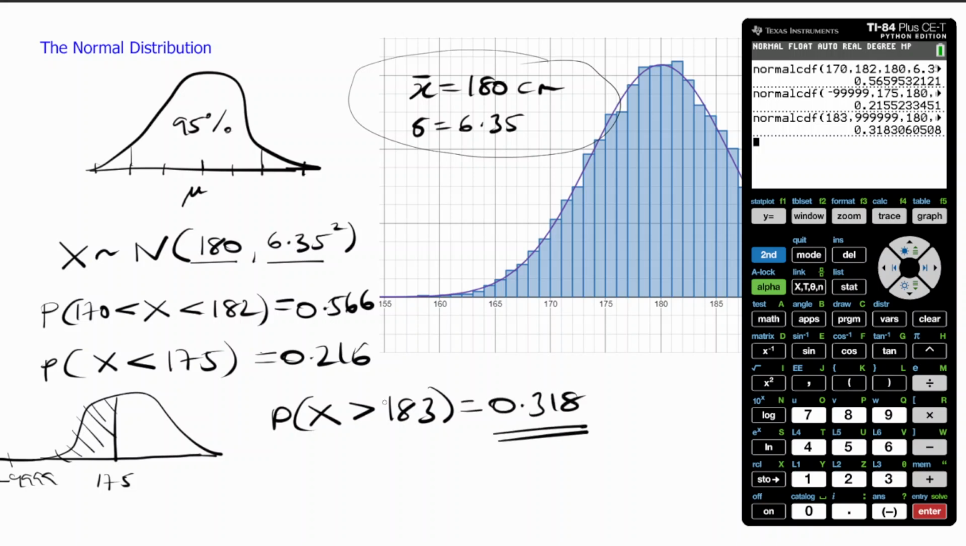Okay, so this is how we find probabilities. This is the first thing you need to know, finding probabilities. If you have the mean and standard deviation, you just put in what you're looking for in the calculator with the mean and standard deviation, and the normal distribution function on the calculator will work it out for you. So that's the first thing.